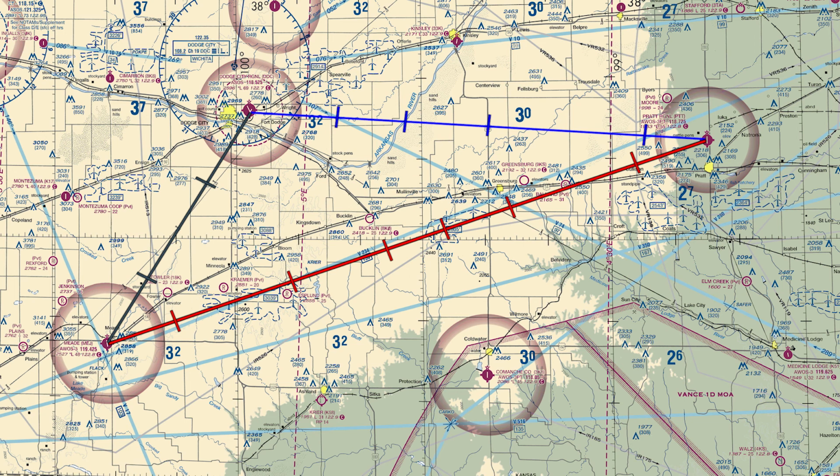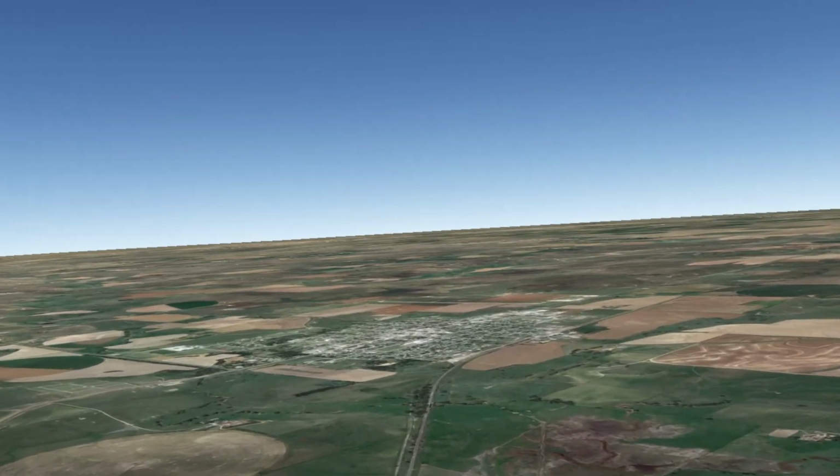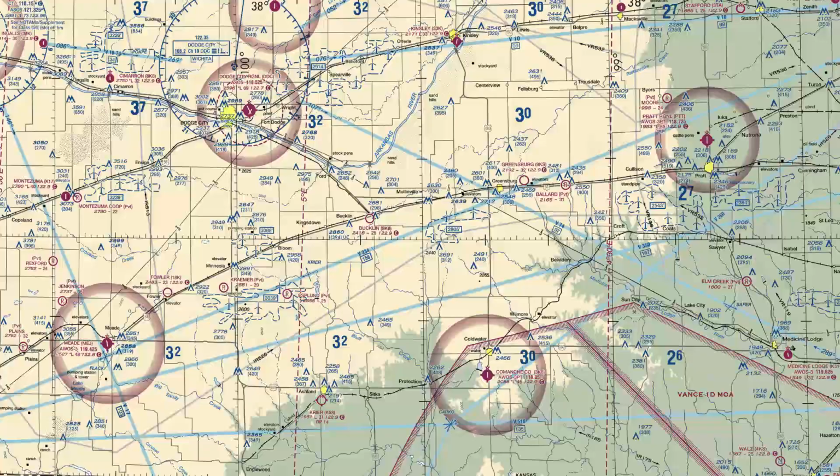I want to caution you that just because something looks good on a sectional chart doesn't mean you will find it. And believe it or not, airports are actually harder to find when you get to them. So that's why it's a good idea to look at Google Maps before you go, just to get a layout of what you're looking for.